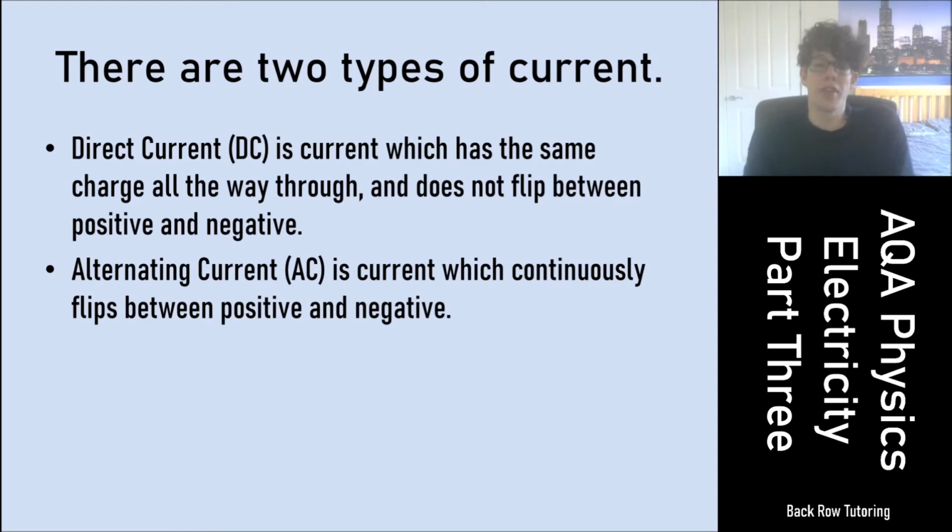The next thing we're going to go through is the different types of current that there are. There are 2 types of current. Direct current is current which has the same charge all the way through and does not flip between positive and negative voltage. Alternating current is current which continuously flips between positive and negative.